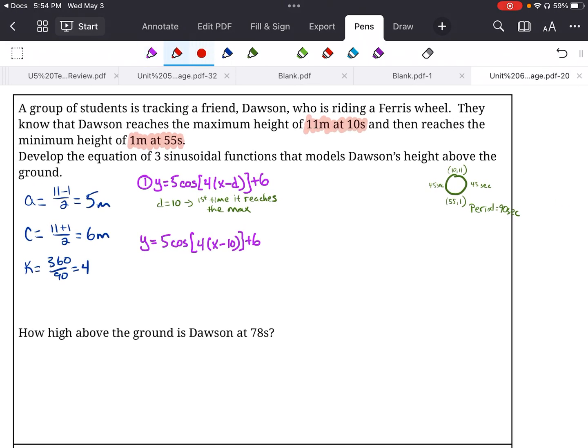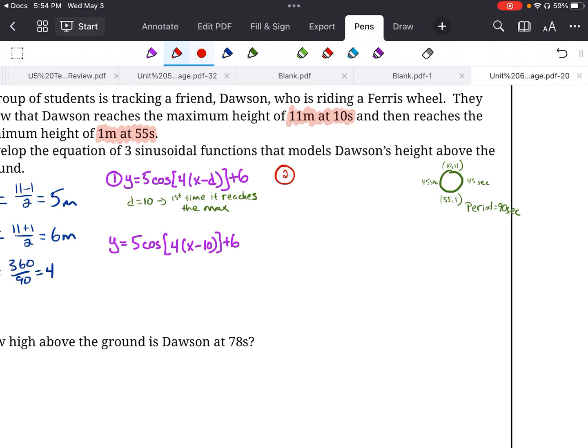Good. For a second form of equation, I'm going to work with y equals positive sine x. The parent function of positive sine x reaches the maximum at (90, 1), but in this case it reaches the maximum at (10, 11). So we can work with 1 over k, x plus d. We're finding the d value here.